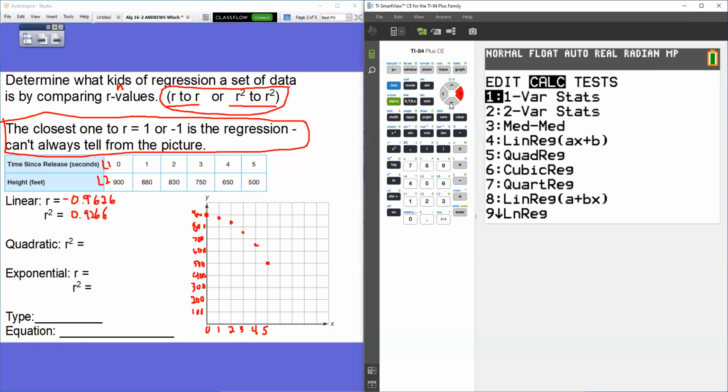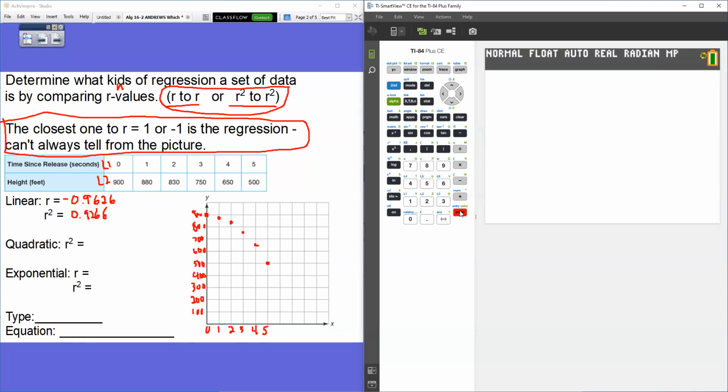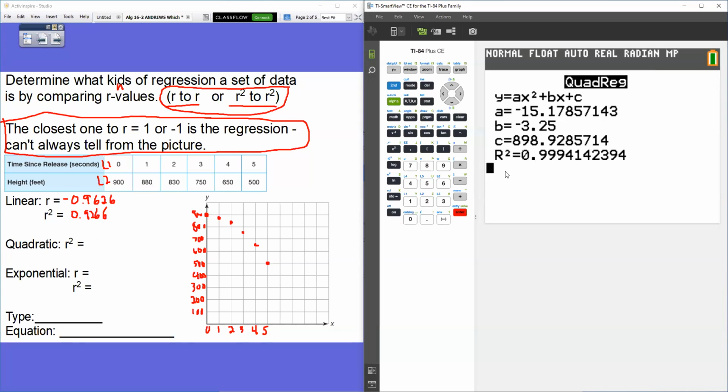For quadratic, go to Stat Calc. This time we're going to go down to number 5 for quadratic regression, and we want L1 and L2. With quadratic regressions, you only have an R squared value. So I'm going to write down 0.9994.